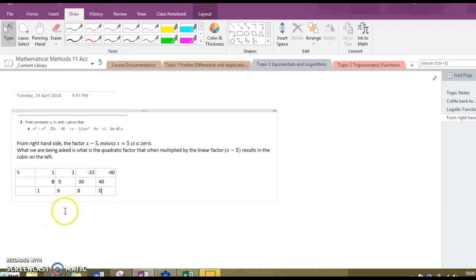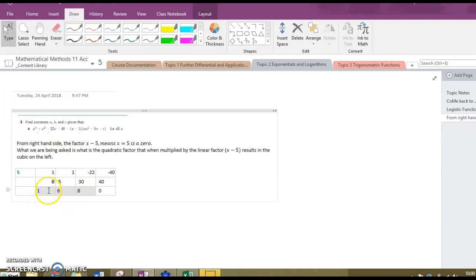So because that is done correctly, what we've been able to achieve are these three numbers here. These three numbers are going to result in the A, the B and the C values that we were asked to find in the question. Because we should know that when we multiply a linear by a quadratic, we get the result of a cubic. So these three numbers are representing the A, the B and the C values.